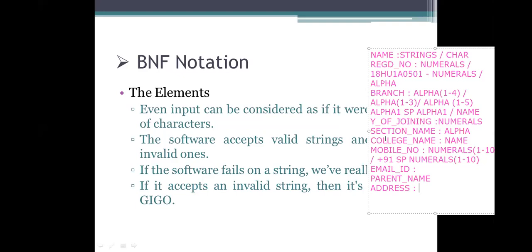So here in this representation, the software would accept the valid strings or the valid representations that you have taken. If it is not accepting, if it fails to accept the string, then we need to specify it as an invalid string, because year of joining is numerals. In these numerals, we have to give only 0 to 9.